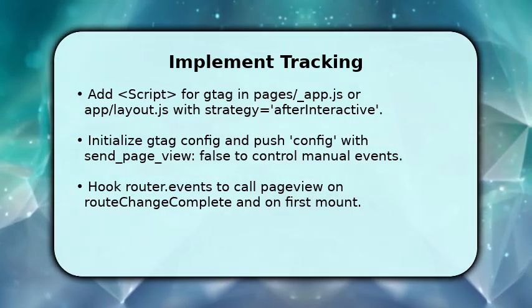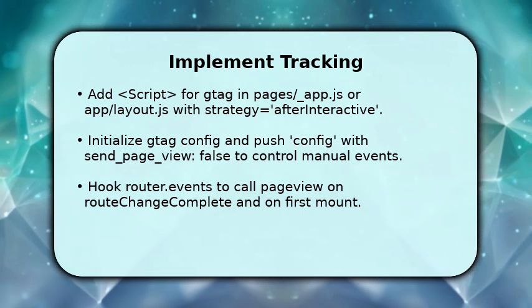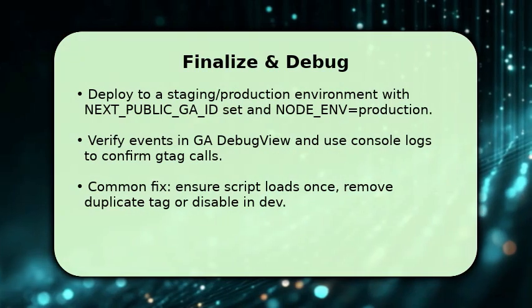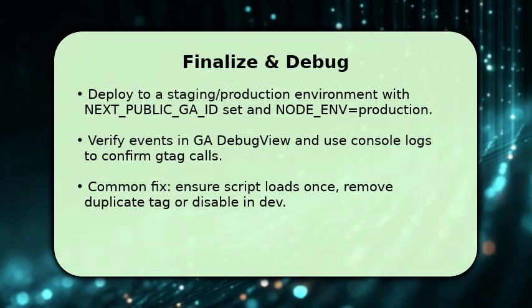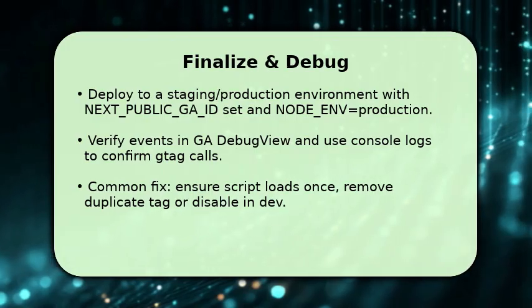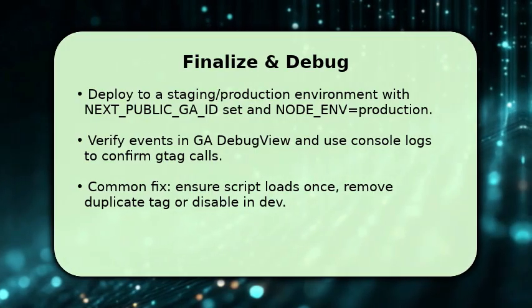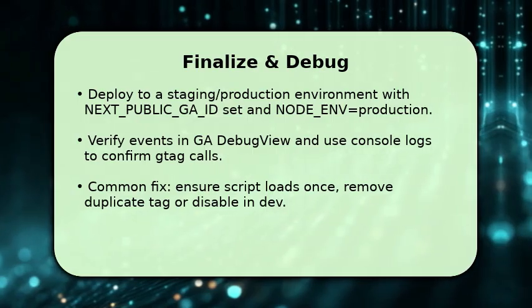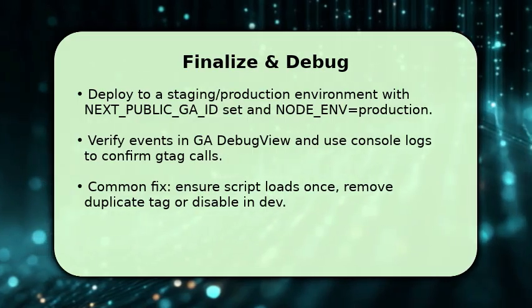Finish by deploying with the public GA ID and verify in GA DebugView. Watch for incoming page view events as you navigate. If you see nothing, check that the script tag is present once, that NEXT_PUBLIC_GA_ID matches, and that you're not filtering production traffic.